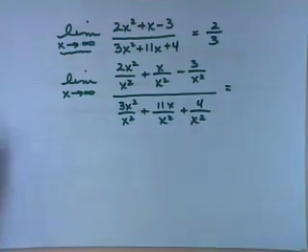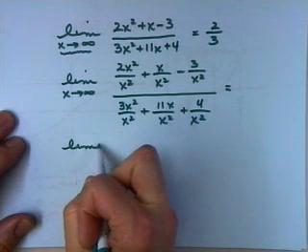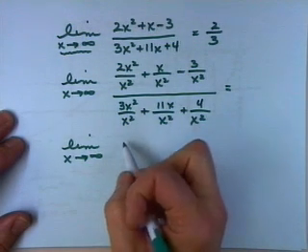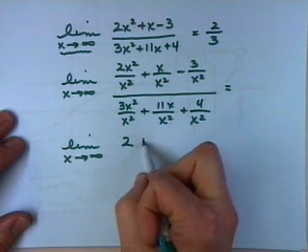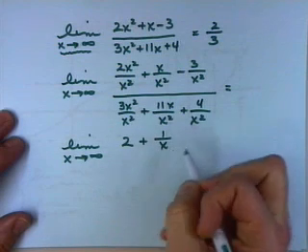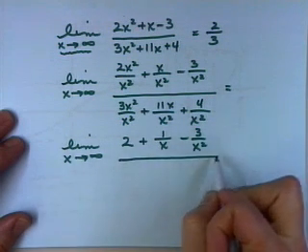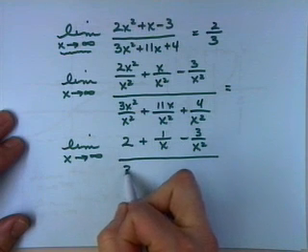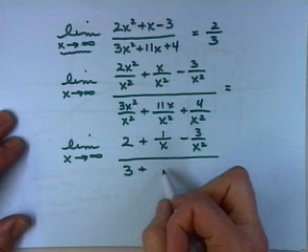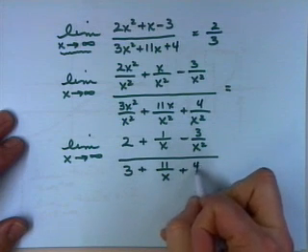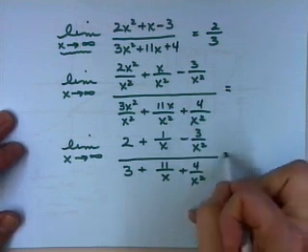So we're going to kind of delay here the allowing of x to approach large values. Let's see what we get when we simplify. 2x squared over x squared is 2. X over x squared is 1 over x. Minus 3 over x squared, we're kind of stuck with that. 3x squared over x squared is 3. 11x over x squared is 11 over x. 4 over x squared, we're stuck with that.